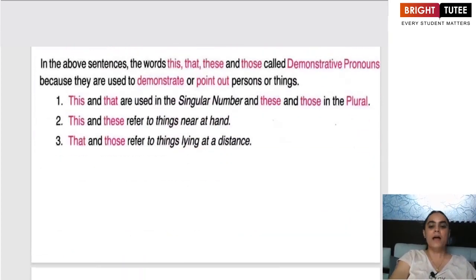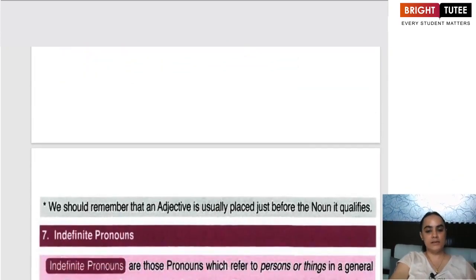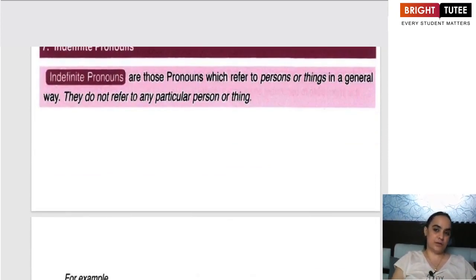Okay. Next, let us learn about, all this has been taught to you already, the indefinite pronoun. As the name in itself suggests, indefinite. When you are referring to a person or a thing in a general manner, there is nothing specific or particular that you are talking about. Just general.